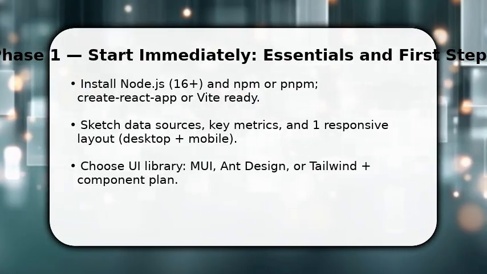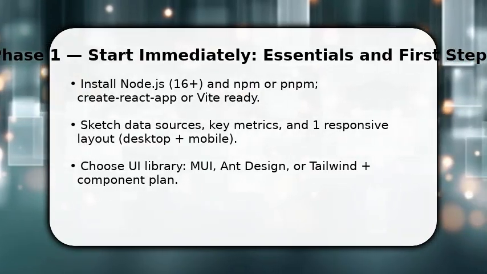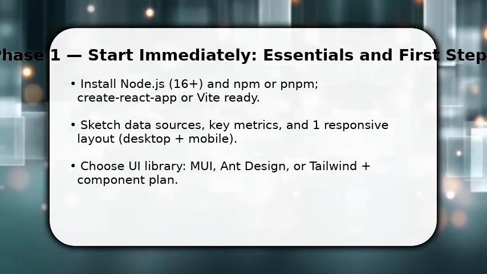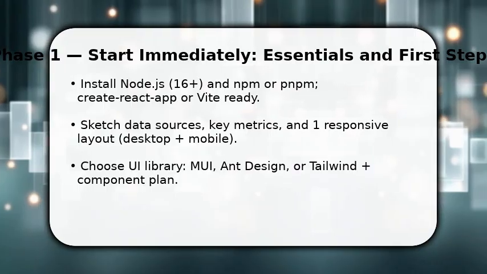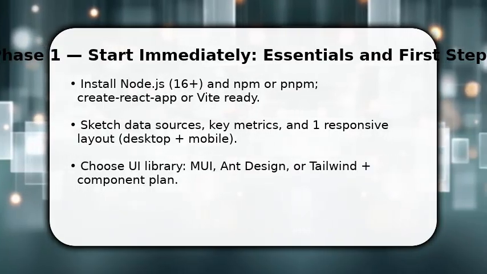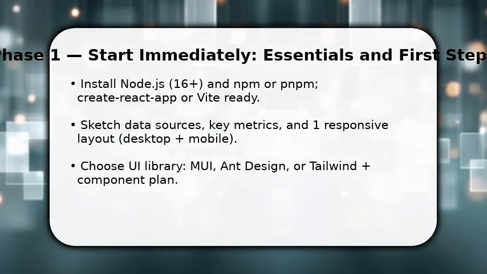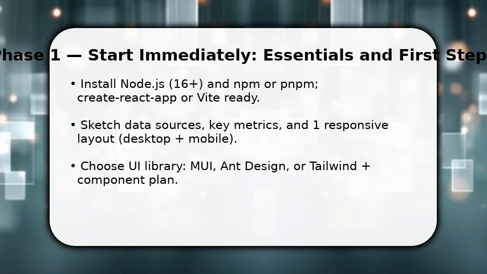Once done, pick a UI system, Material, Ant Design, or Tailwind, because consistent components speed development. Make sure to scaffold folders for components, services, and assets. You want clear separation from the first commit onward. You now implement the middle work.